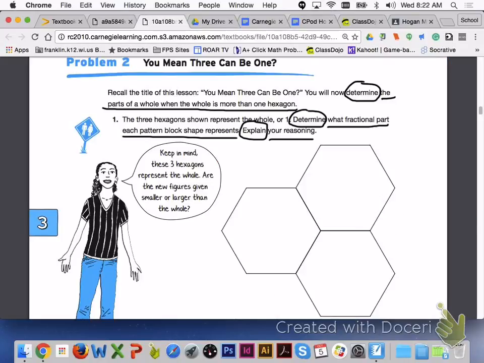Let's take a look at problem 2 on page 118. Recall the title of this lesson. You mean 3 can be 1? You will now determine the parts of a whole when the whole is more than 1 hexagon. Answer number 1, letters A through D with your group members, and keep in mind these 3 hexagons represent the whole. So are the new figures given smaller or larger than the whole? That can help you with what you need to do for number 1, letters A through D.